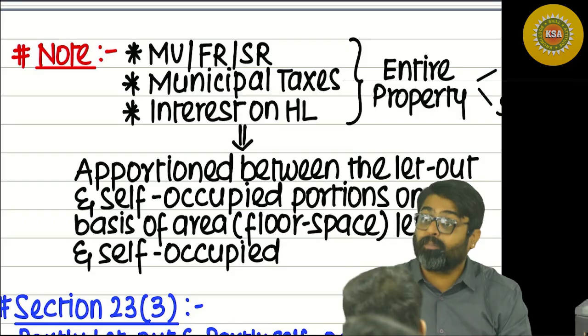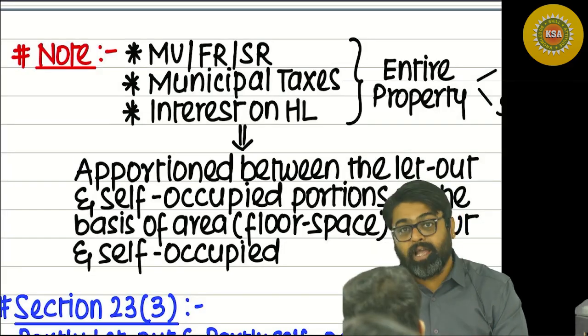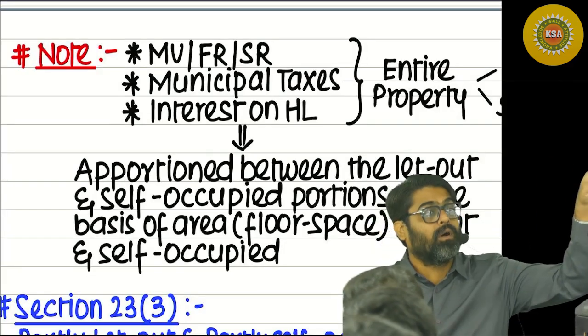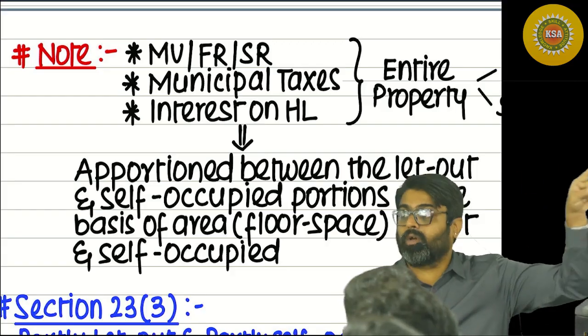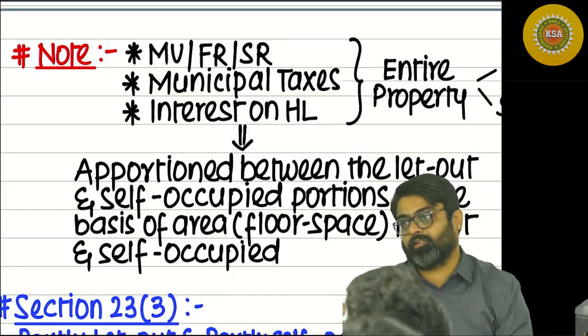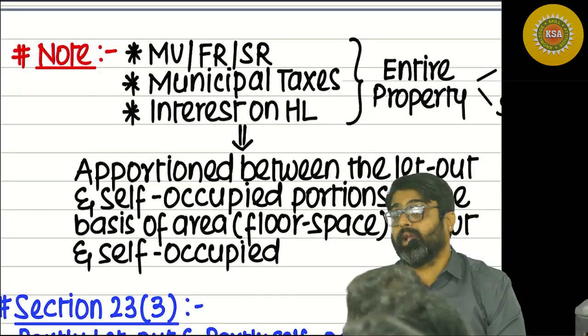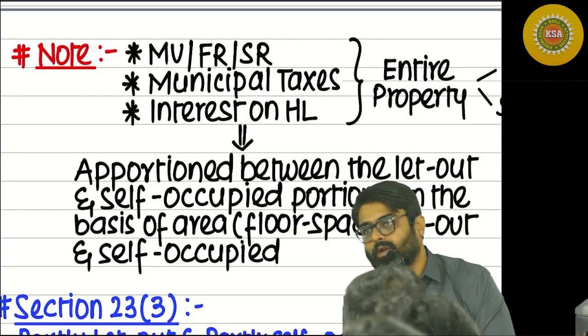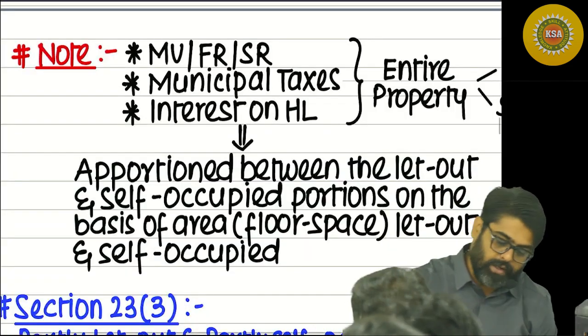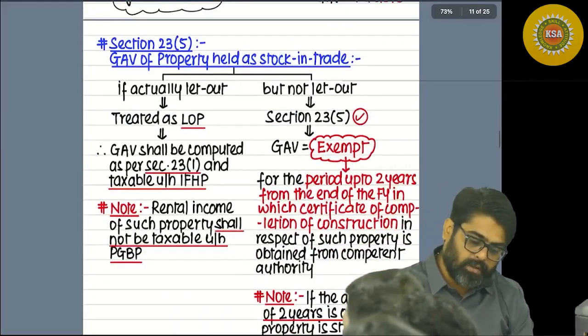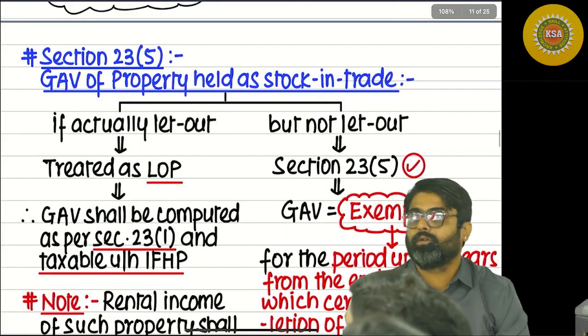But sometimes the SOP portion can also be treated as DLOP if you already have two other SOPs for which you are claiming the exemption. Then this SOP portion will not be exempt, it will be treated as DLOP. Understood? Okay. Now the last part: property held as?